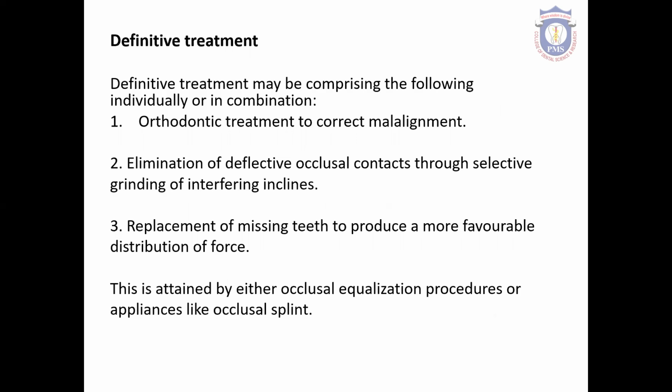Definitive treatment may comprise the following individually or in combination: orthodontic treatment to correct malalignment, elimination of deflective occlusal contacts through selective grinding of interfering inclines, replacement of missing teeth to produce a more favorable distribution of force. This is attained by either occlusal equalization procedures or appliances like occlusal splints.